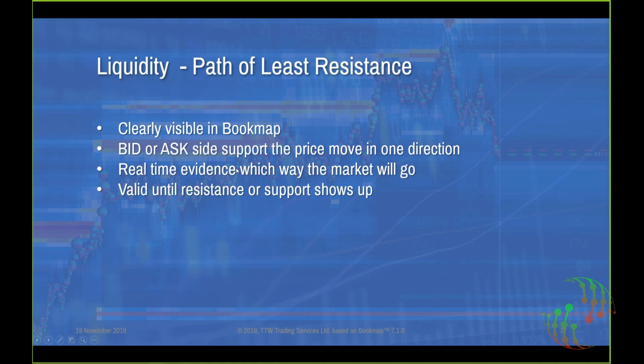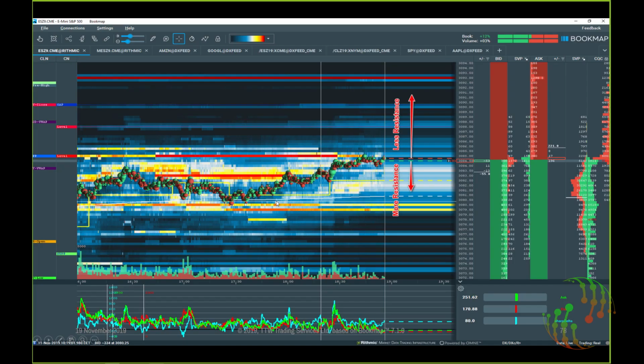It's not a game, it's not guessing, it's real-time there. Valid until resistance or support shows up, and I think that was last week. Can't remember when, but you see that liquidity acts like a magnet. It was absorbed here at that level.